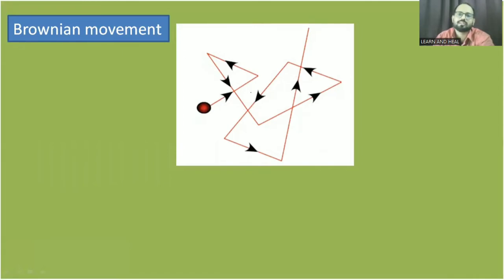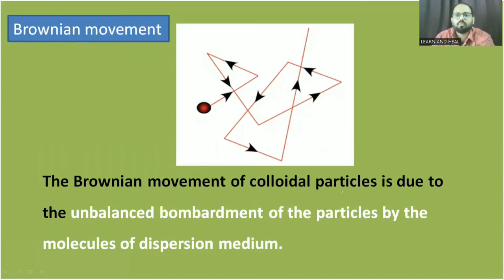And this is the motion, zigzag movement will be possible. The Brownian movement of collided particles is due to unbalanced bombardment of the particles by the molecules of the dispersion medium. Dispersion medium, that is the solvent, you know. So solvent molecules collide with our solute molecules, and because of this bombardment, this movement is possible.